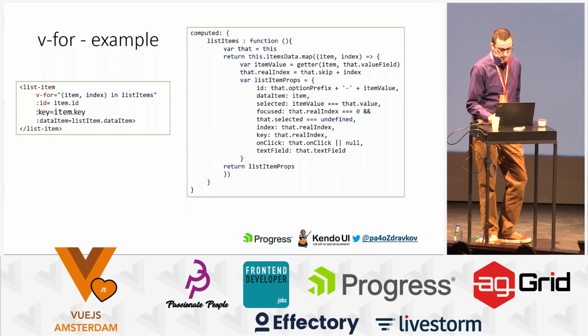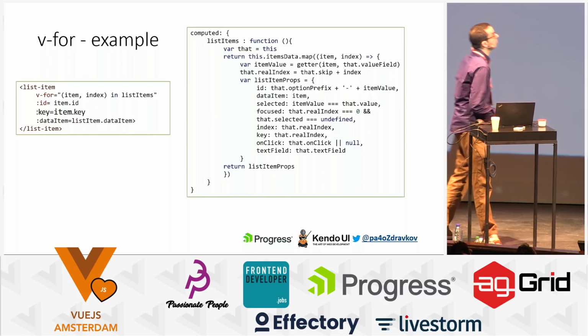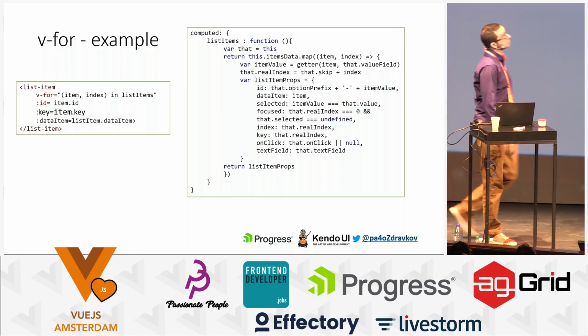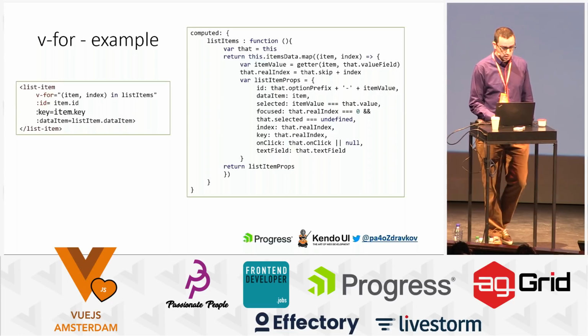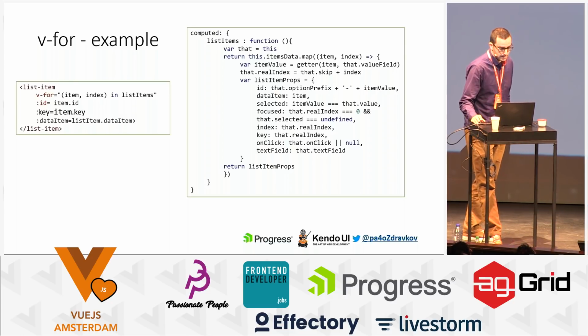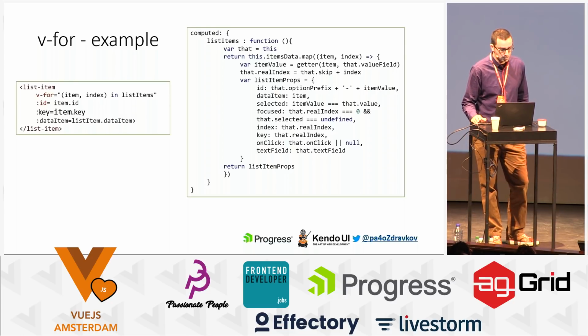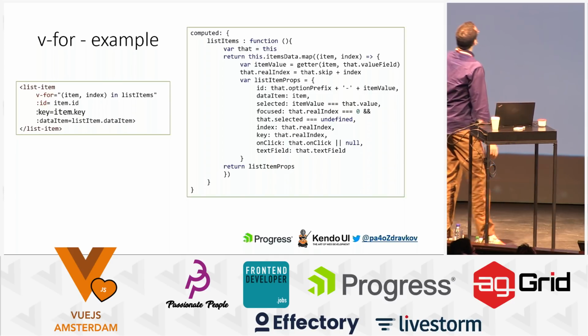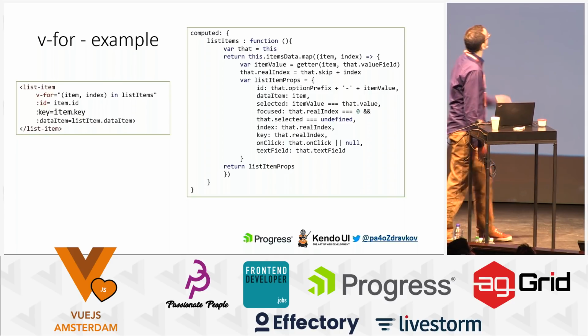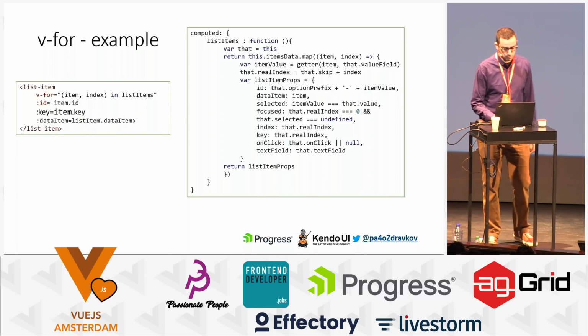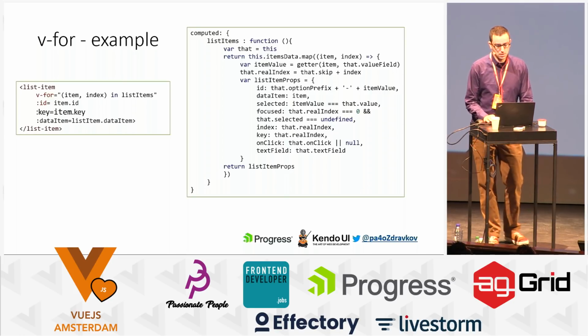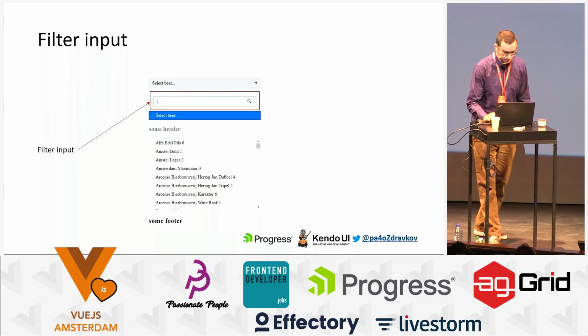We have the list of items, and that is also taken from a computed, more complex property. And after that, we need to add the attributes of the list item according to the results. The important thing here is that we have to use the key attribute because it's important for the Vue functionality.